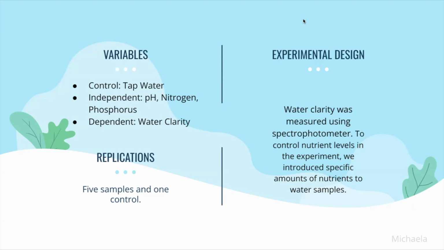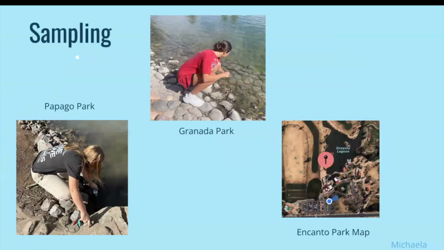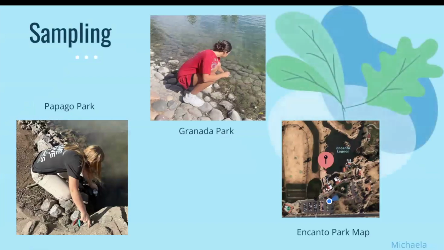And then our experiment, we tried to keep as controlled as possible. The timeline was a little bit unfavorable, but we really just tried to use gloves and do everything at the same time that we could. And then these are just a couple photos of us sampling. So the first one is Jaden sampling at Papago Park. The second one is me sampling at Granada Park. And then the last photo is where we exactly sampled on the maps of Encanto Park.